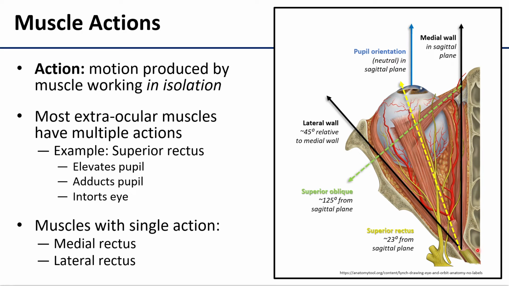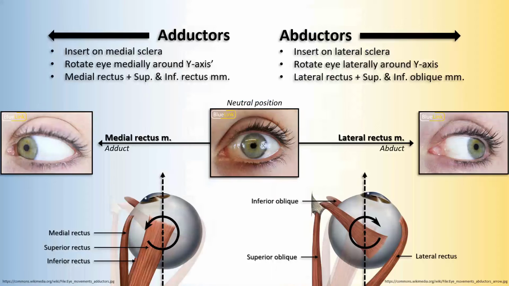Okay, so if we're talking about superior rectus, it is not only going to elevate the eye, it is also going to adduct it and intort it. All right, we end up with only two muscles that have a single action, and those are our medial and lateral rectus muscles. All right, so let's use those medial and lateral rectus muscles to start putting together an action chart that will show the action that each of these muscles could produce. All right, so we have our pure abductor here in lateral rectus and our pure adductor here in medial rectus.